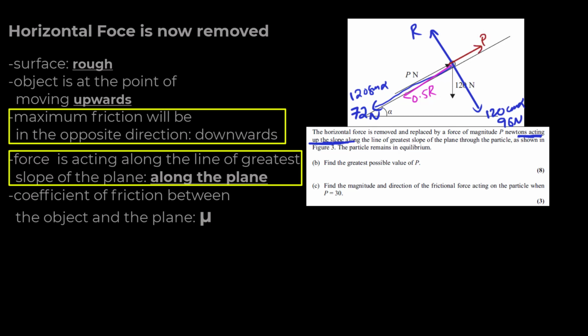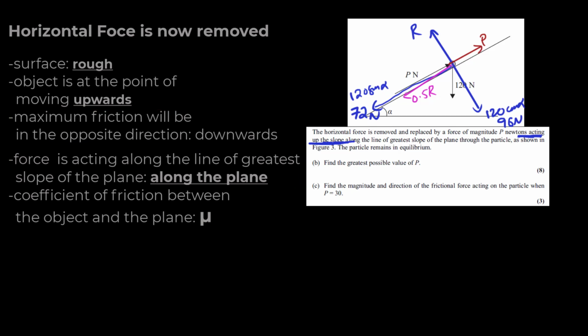Okay, so what we have to do is find the value of P, the greatest possible value of P. So the greatest possible value of P is basically maximum friction. What happens here? Along the plane we have the force P, and we have the other forces. One is 72 Newton and the other is 0.5 R. This is along the plane. In order to find P, we need the value of R.